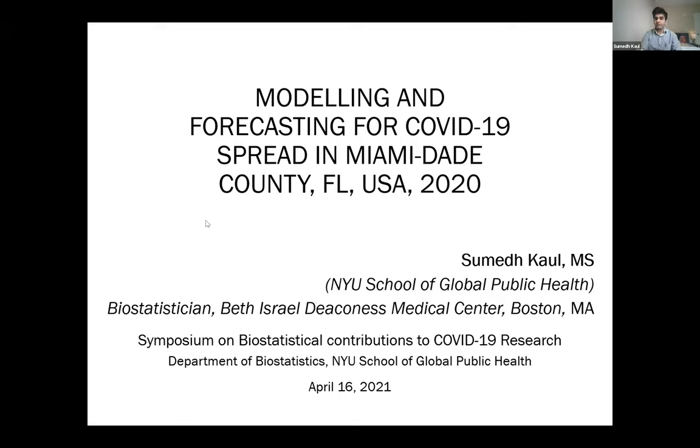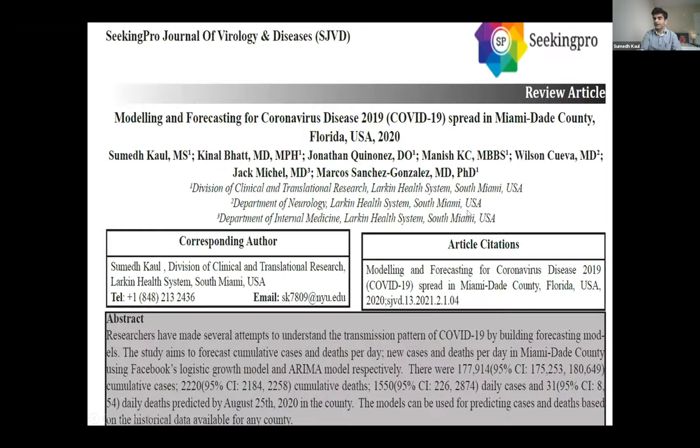So today I'm going to give a presentation on modeling and forecasting for COVID-19 disease spread in Miami-Dade County in 2020. And we also published our paper in the Journal of Virology and Diseases. So please feel free to read it, and I would love to have comments and feedback on this paper.